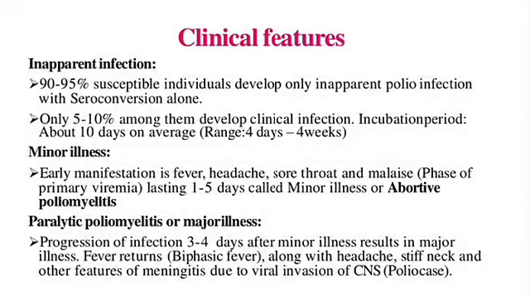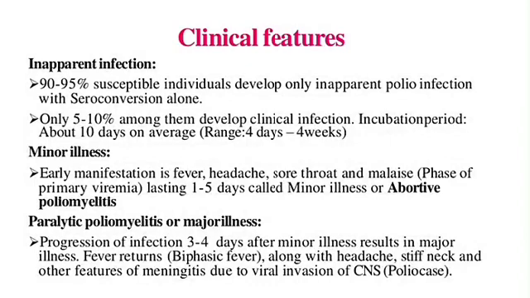Minor illness. Early manifestations are fever, headache, sore throat, and malaise. This is the phase of the primary viremia. The illness lasts up to 1 to 5 days, called the minor illness or the abortive poliomyelitis. Paralytic poliomyelitis, or the major illness: progression of infection occurs nearly 3 to 4 days after the minor illness, and this results in the major illness.